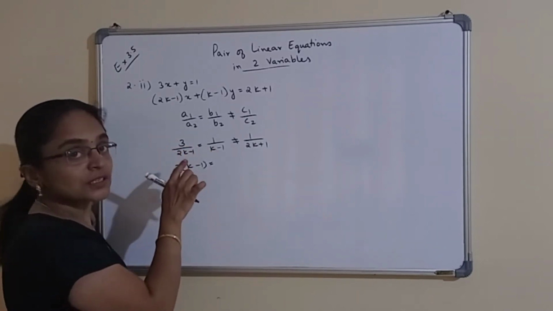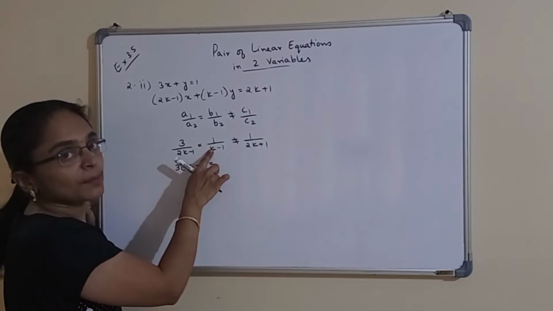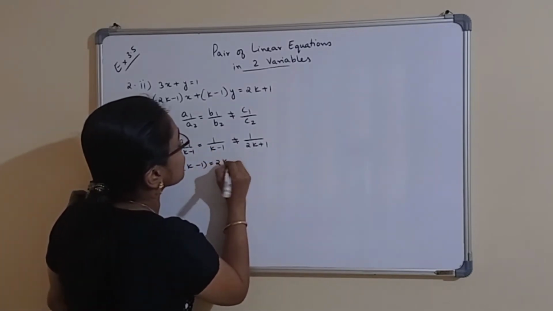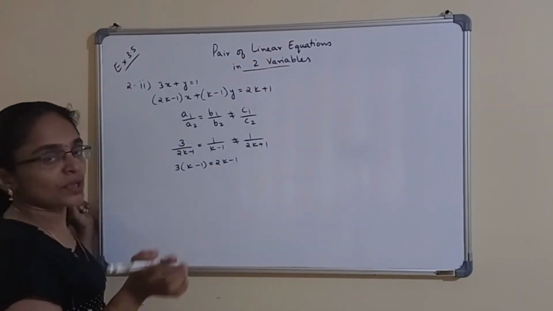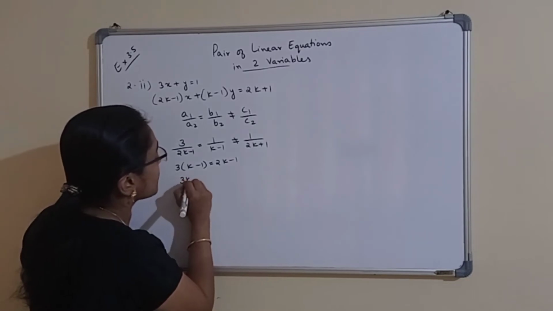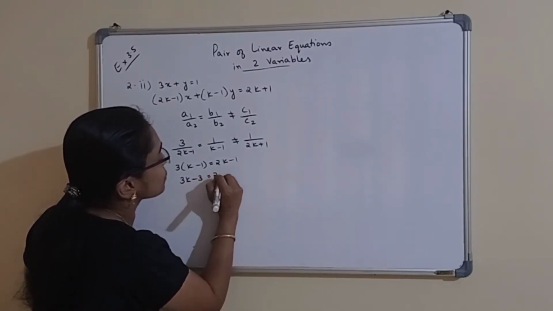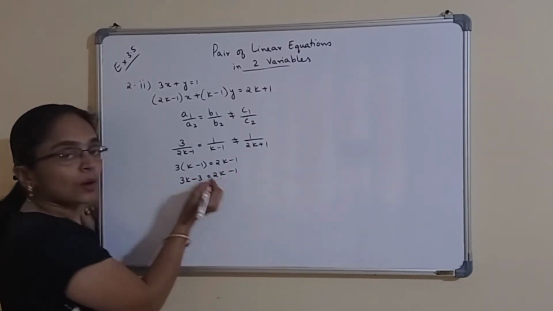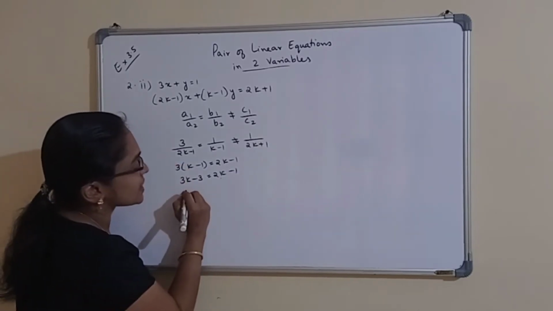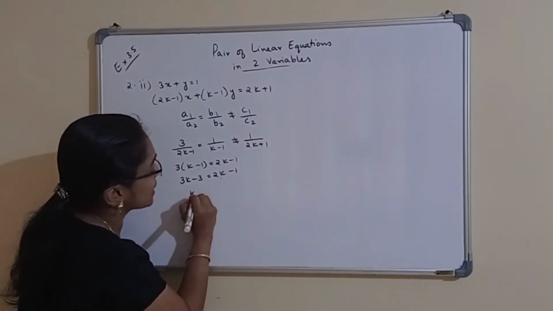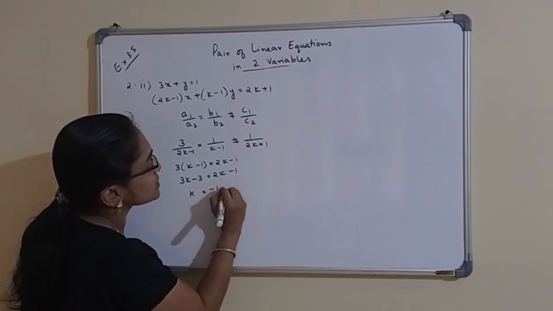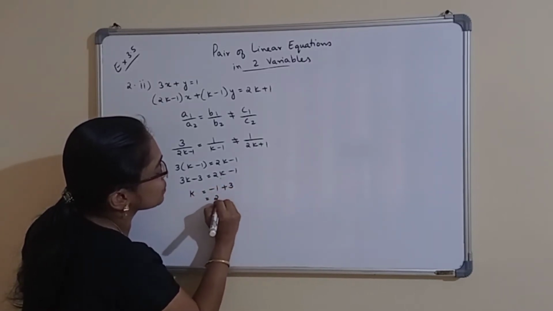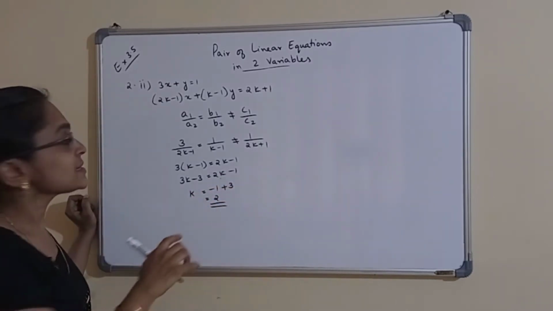So when we cross multiply this, we will get 3 into k minus 1 is equal to 1 into 2k minus 1, which is 2k minus 1. So 3k minus 3 is equal to 2k minus 1. Now taking this 2k to the left hand side, 3k minus 2k is k, is equal to minus 1 plus 3, which is equal to 2. So the value of k is 2.